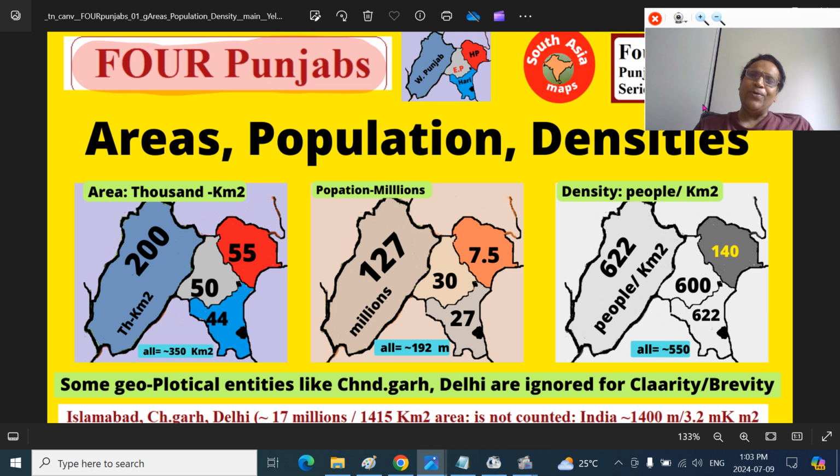How do you calculate density? Very easy. You take the population and divide by area. Because the population is in millions and the area is in thousands, there is a little trick. Instead of 200,000, you can add a dot and it becomes 0.2 million square kilometers. Very easy. But the problem is a little tricky because there are only two digits here. You have to put 0.050 or 0.055, 0.044.